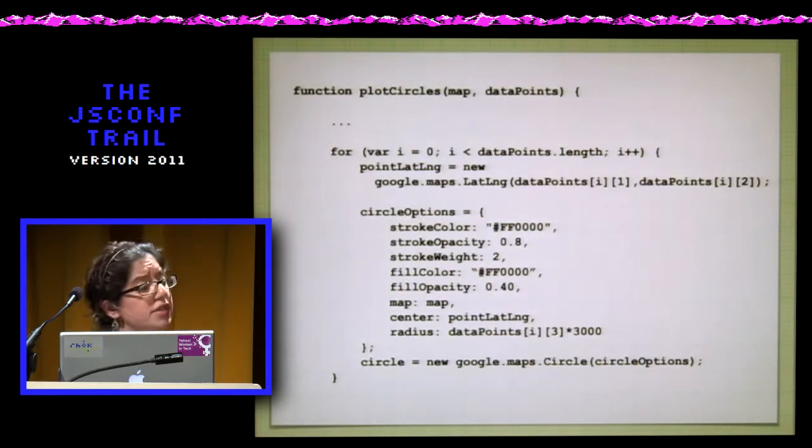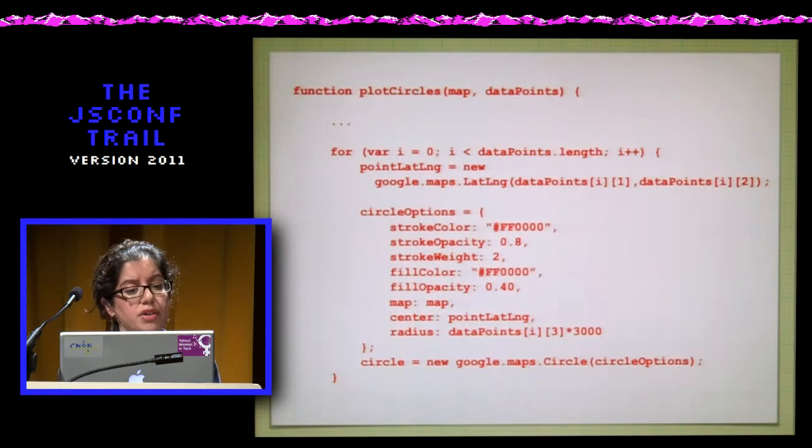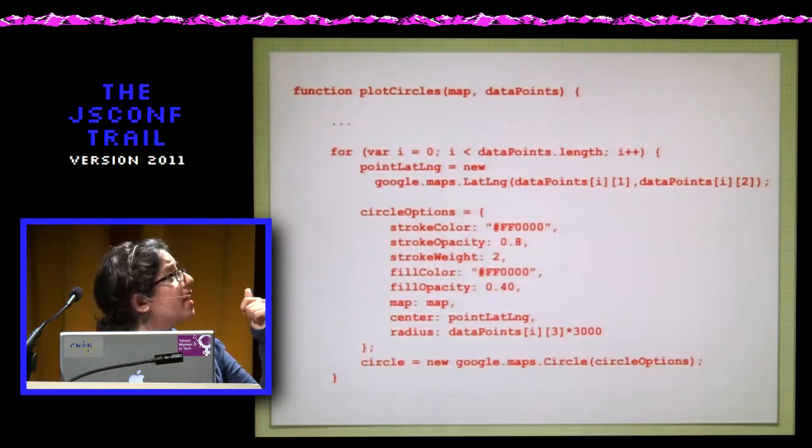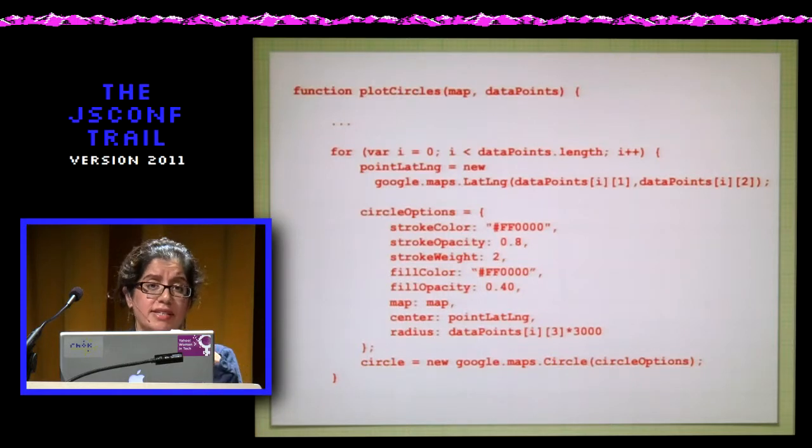So creating circles was really easy. Basically, we passed the circle options where we indicated the color of the circle, the opacity, and the radius, which we did still have to multiply by 3,000 to get significant size circles. We passed the number of people that attended, which was our 4th data point in the array, and we passed that to an instance of a circle.